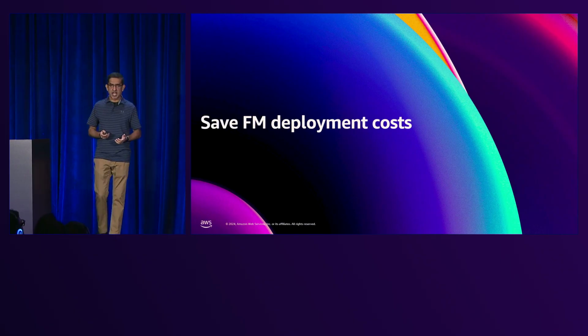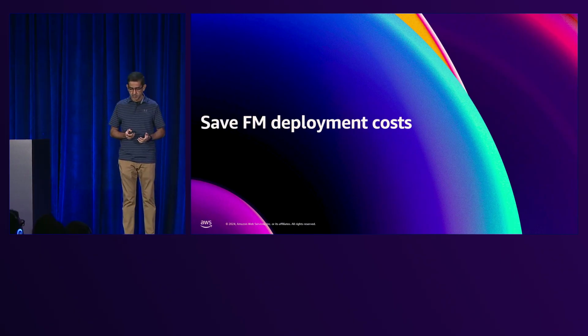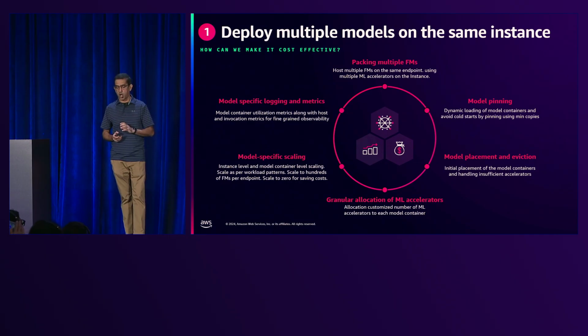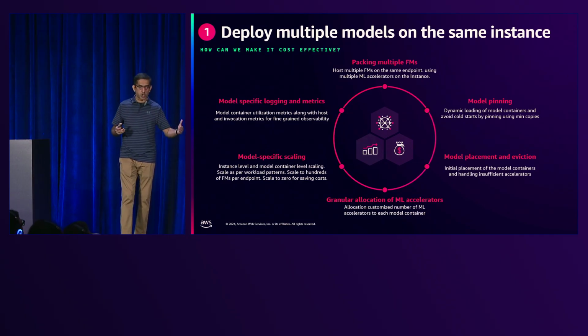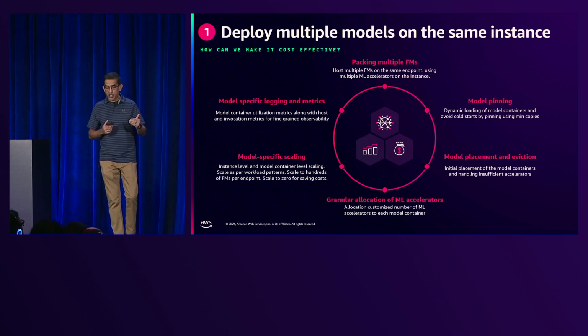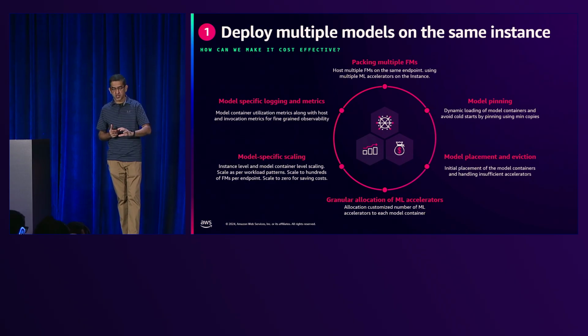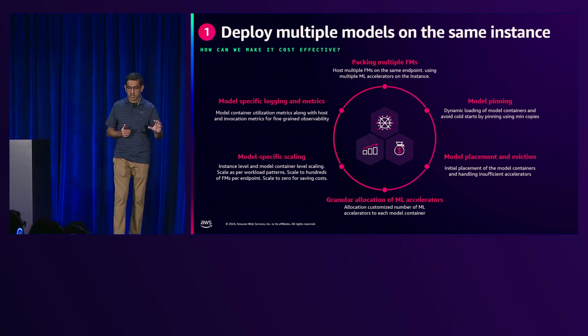Let's start with features that help you save deployment costs. SageMaker offers a powerful solution for cost-effective model deployment. This feature allows you to host multiple foundational models on a single endpoint so that you can use the accelerators that are available on the instance more effectively. For each model that you deploy, you can allocate a customized number of machine learning accelerators, and SageMaker will handle the placement of the model containers onto the accelerators to maximize the hardware utilization at all times.